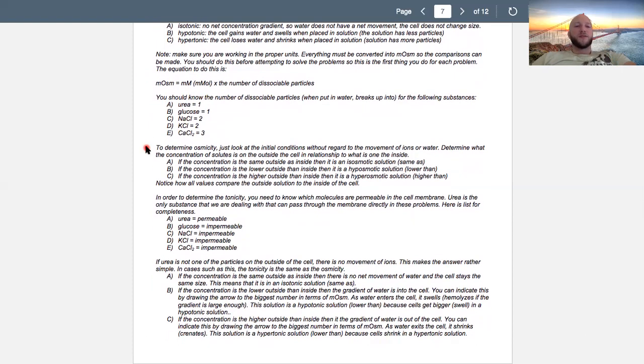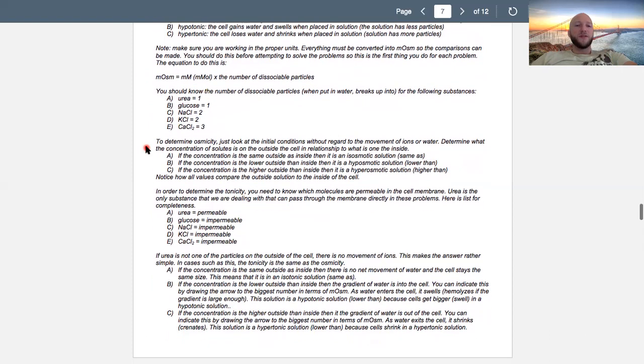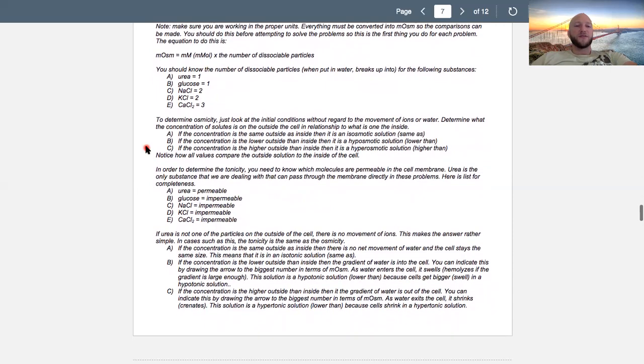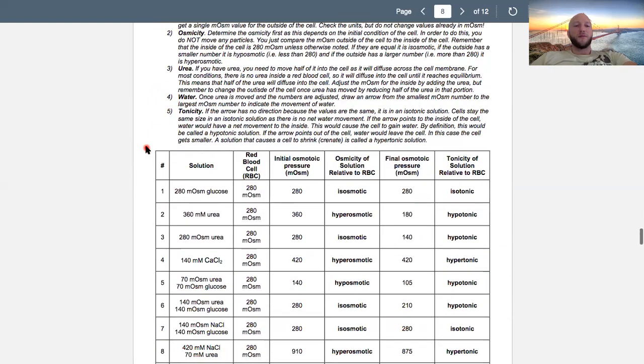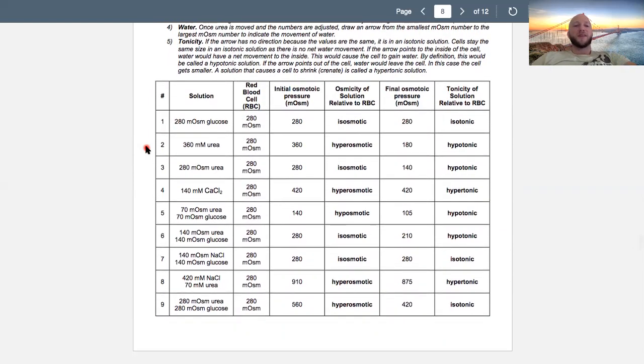To determine osmicity, you look at the initial conditions. Okay, so this is just going to walk you through all the basic steps. And then there are nine practice problems. All right, I'm going to walk you through a couple. I'm going to point some things out. 280 milliosmoles of glucose is the solution.